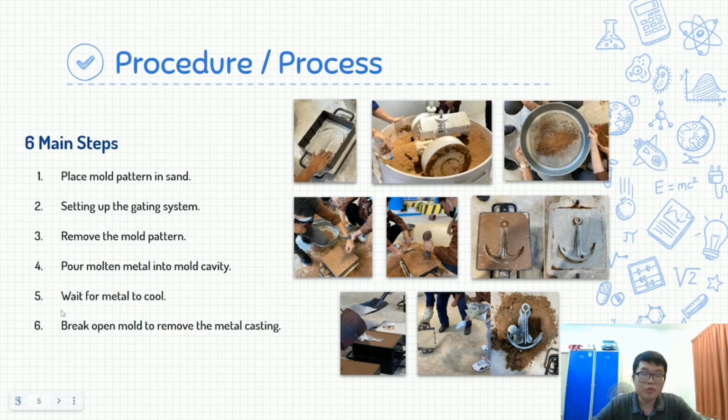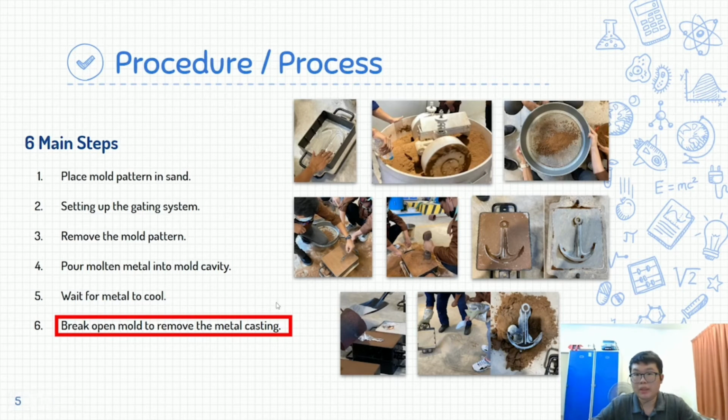In this step, we will give around 30 minutes for the molten aluminum to solidify inside the cavity. The solidified casting is removed from the mold after the temperature drops to a hand-handling condition. Step 6, break open the mold to remove the metal casting.